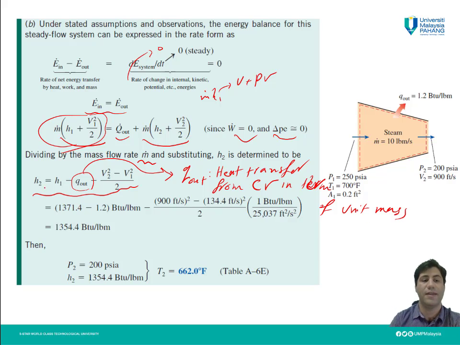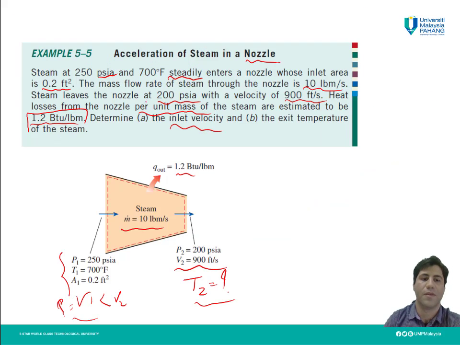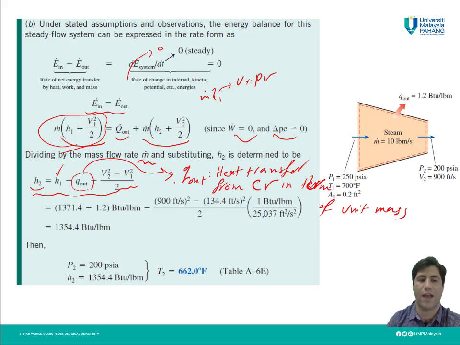So we have this equation to find h2, or enthalpy of the working fluid, or steam, at the exit of our nozzle. By substitution of all of this information, we have h1, and we have Q, which is given in the question instruction. As I discussed earlier, this is heat loss from the nozzle per unit mass. Then by substitution of h1, Q out, and V2, which we have calculated in previous part A, we have V1 as well, and we substitute in this equation.